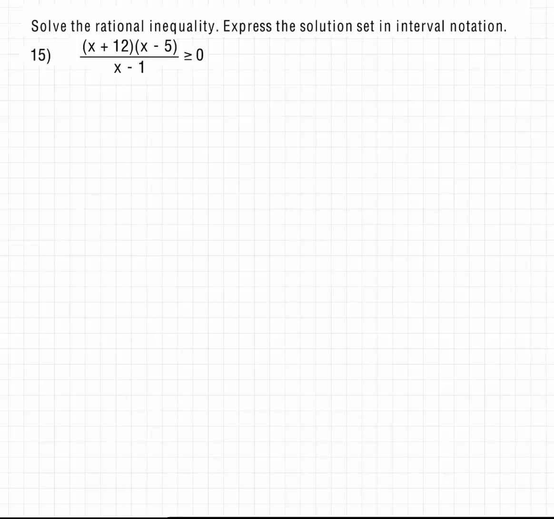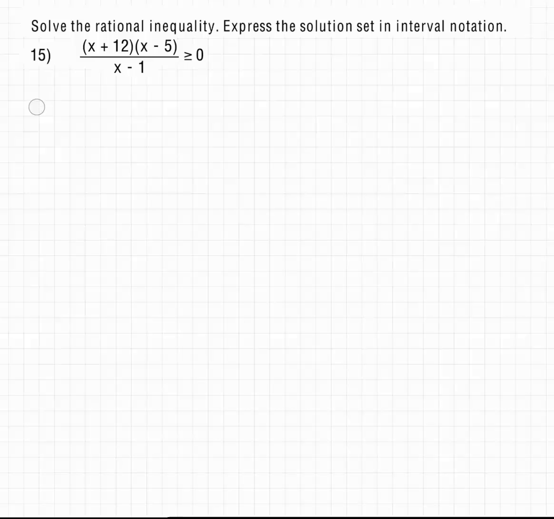Alright, so we're looking at question number 15 from the MAC 1140 Pre-Calculus Final Exam Review. It's asking us to solve the rational inequality and express the solution set in interval notation. We're given the rational inequality (x plus 12)(x minus 5) divided by (x minus 1) is greater than or equal to 0. So to start, we're going to go ahead and take the numerator.